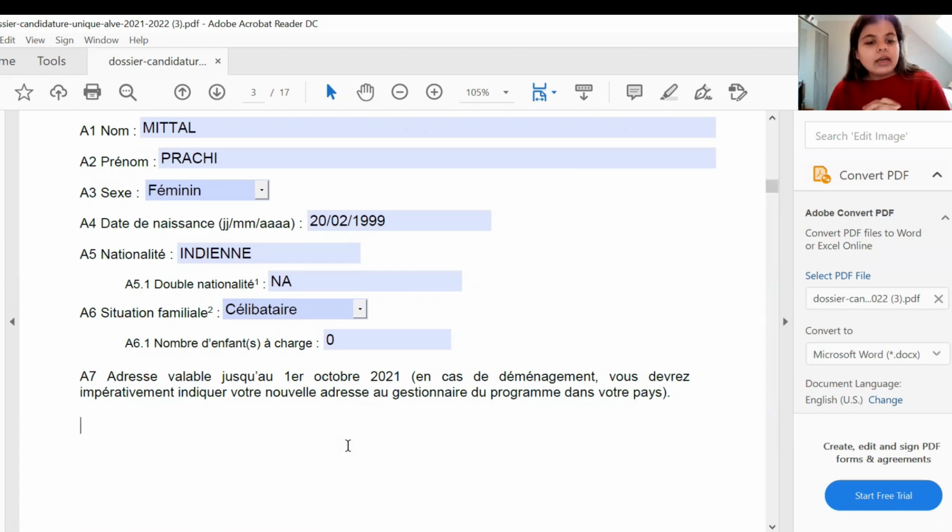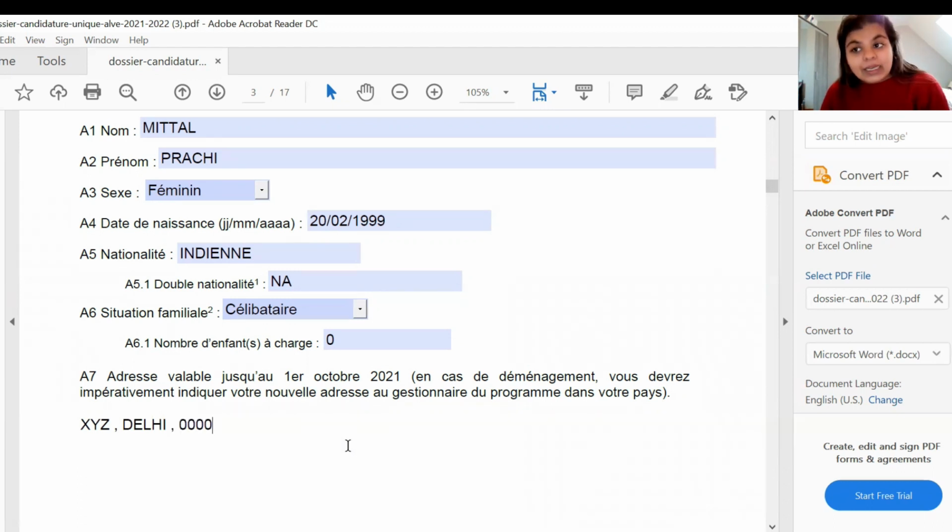What do you write in your address? So this is very important guys. Your address should be valid till 1st of October. If you are planning to change your address within next year, then you have to mention that as well. So for me that's not the case, so I'll write XYZ, Delhi and whatever your pin code is, 000.